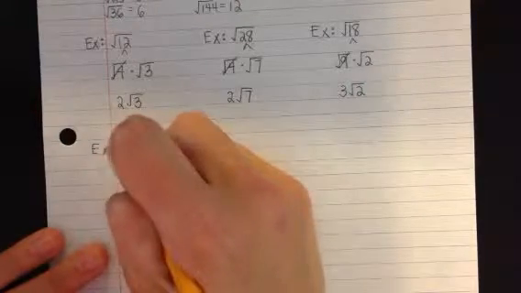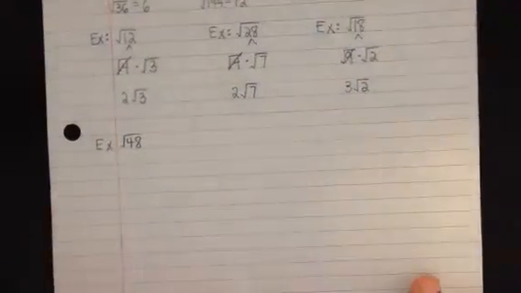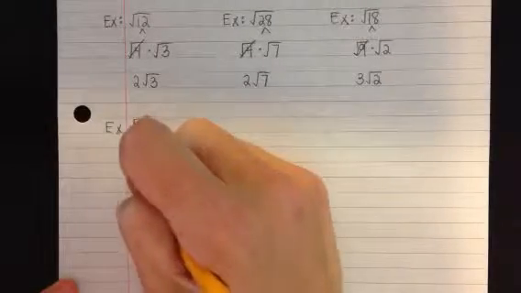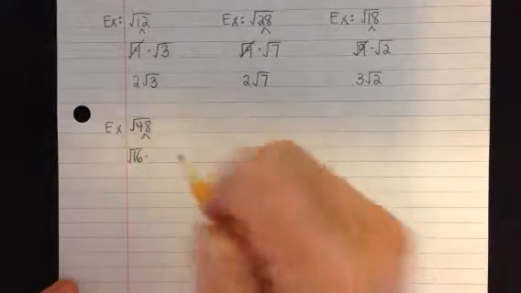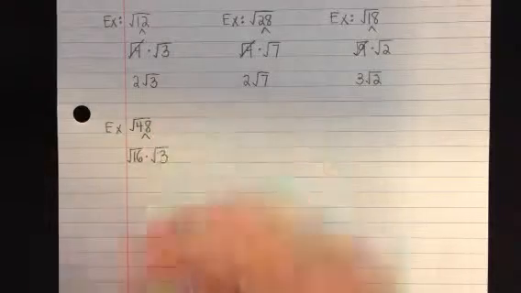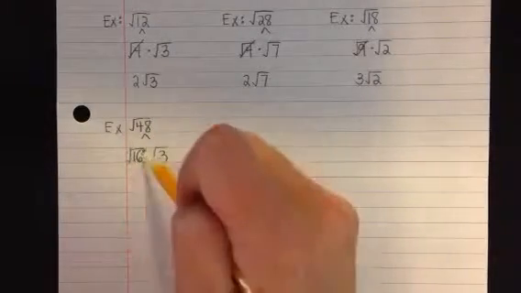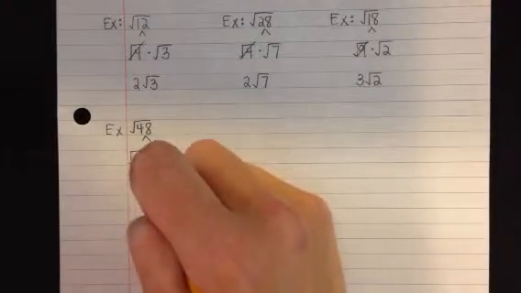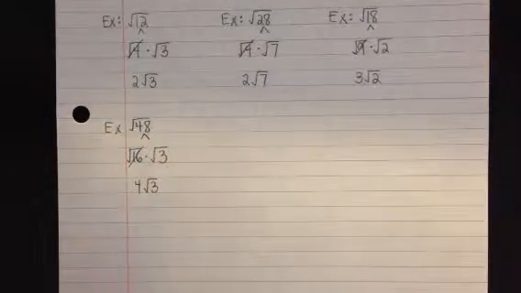Square root of 48. So 48 can be broken up as square root of 16 times square root of 3. And square root of 16 is 4. So it's going to become 4 square root of 3.